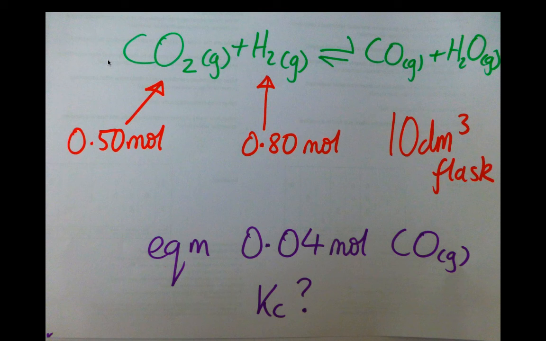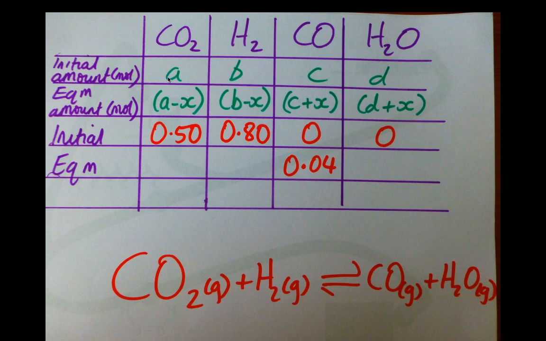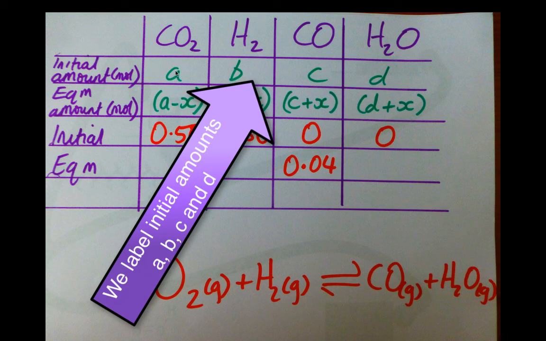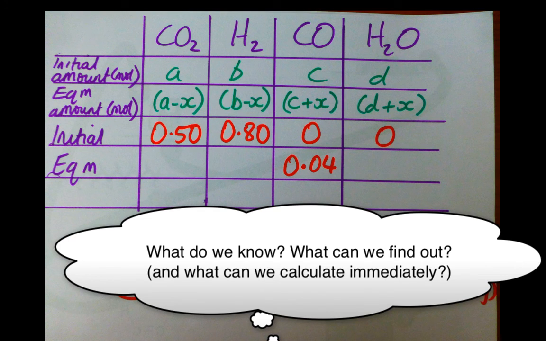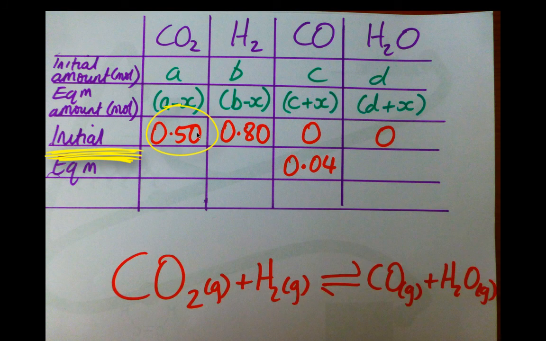We've got carbon dioxide plus hydrogen reacting together to make carbon monoxide plus water. So just as a general rule, we're going to start off with a certain amount of each of these gases. So what do we know and what can we find out? Okay, so we know that at the beginning we've got 0.5 moles of carbon dioxide and 0.8 moles of hydrogen.